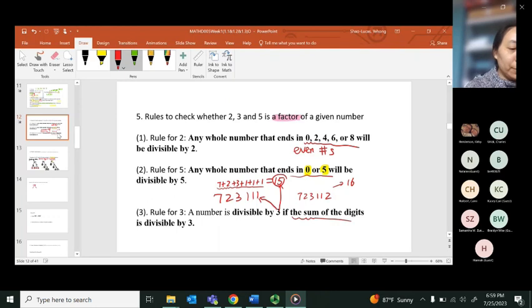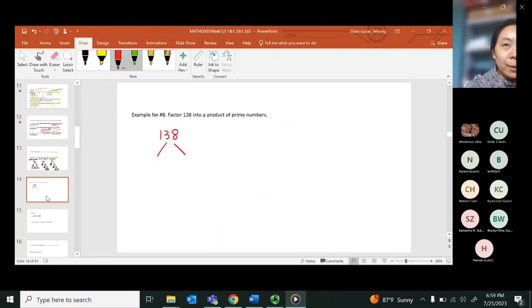So I'm going to start with 2. I'm going to see whether 2 goes in there. Apparently, the last digit is 8, so 2 must go in there. Although I don't know how many times 2 goes in there, I know 2 must go in there. So I'm just going to write down 2, and I have to divide 138 by 2, do long division, unless you can work this out in your head. So I'm going to get, okay, 69.